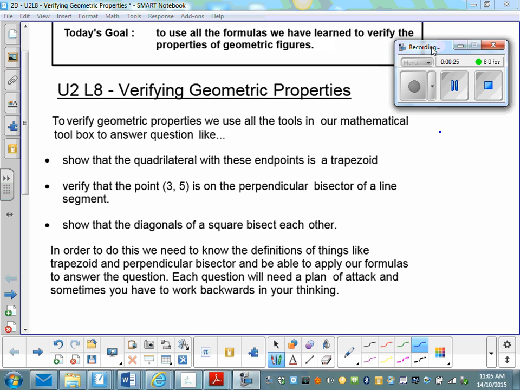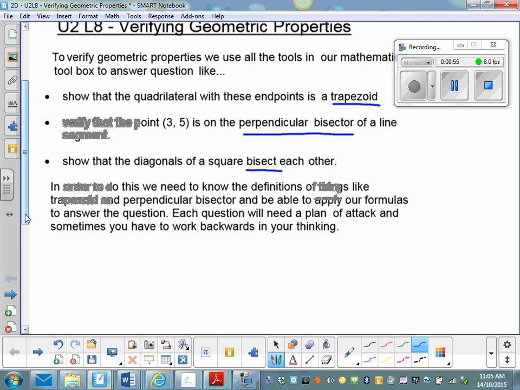So I've got a list here, so you could use it to show that a quadrilateral with certain endpoints is a trapezoid, verifying that a point is on the perpendicular bisector of a line segment, show the diagonals of a square bisect each other. A lot of the terminology is going to be really important that you understand what that terminology means. So you can always check the glossary in the back of the textbook if you're not sure what these things actually mean and what their characteristics are. So it's really important that you come up with a plan of attack when you're doing these questions.